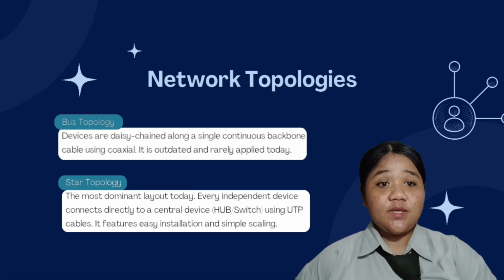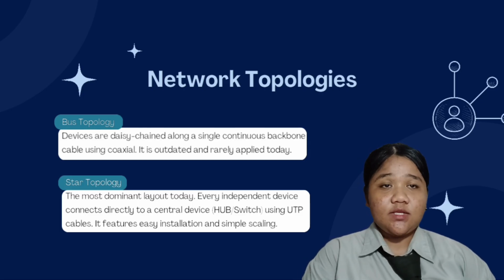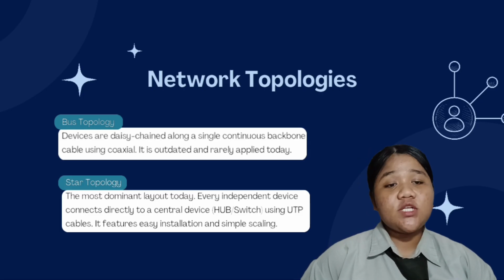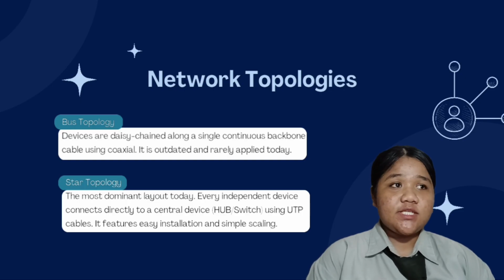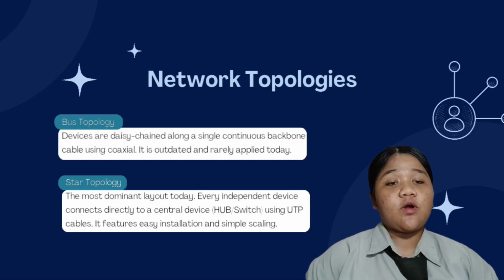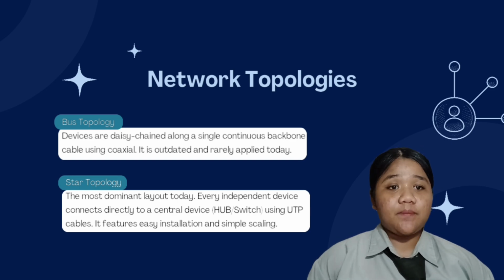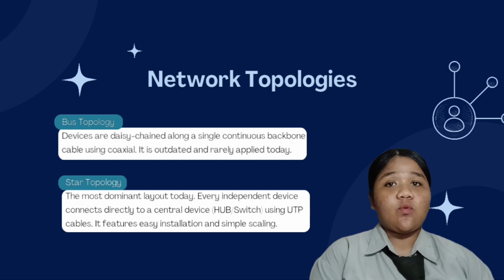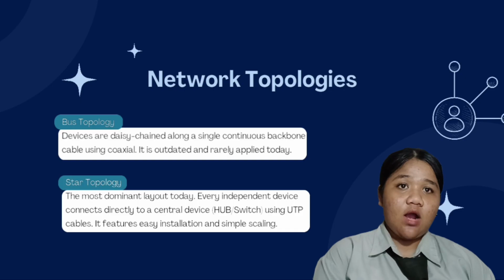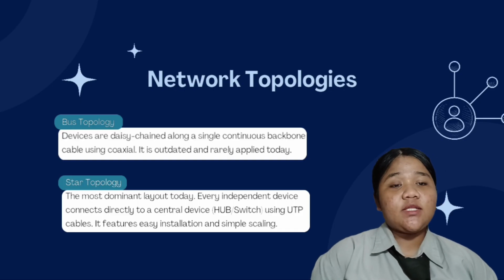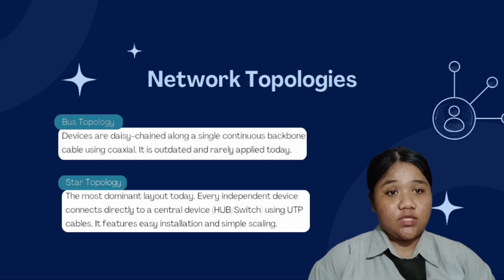Second is bus topology. This is an old model where all computers are lined up along a single main cable. The problem is like a main water pipe on the street. If the middle pipe bursts or breaks, the water stops for every single house on that street, meaning the whole network dies instantly.